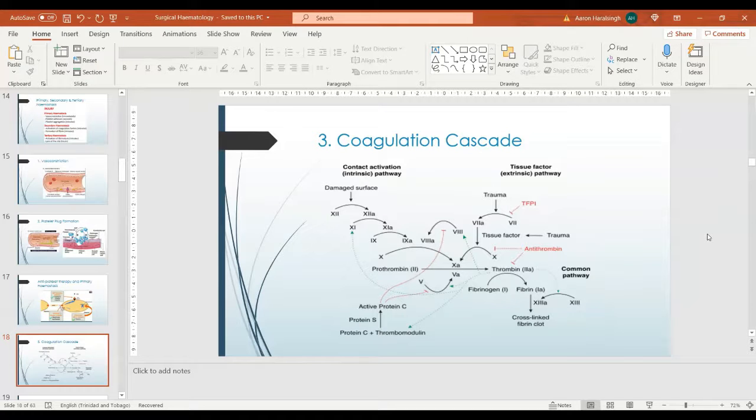HMW, or high molecular weight kininogen, helps in catalyzing the activation of factor 11. So it's 12, 11. And then with the aid of calcium, factor 9 becomes activated. So it's 12, 11, 9. And then activated factor 9 feeds into the common pathway to help in the activation of 10 to 10A.